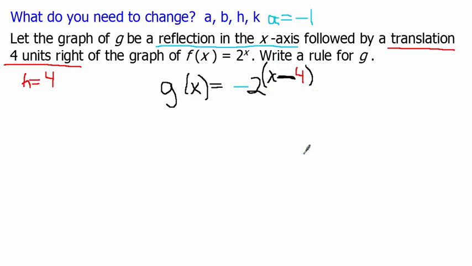Once you decide, is it A? How do I change it? Is it B? Is it H? How do I change it? And then you plug those into the format.